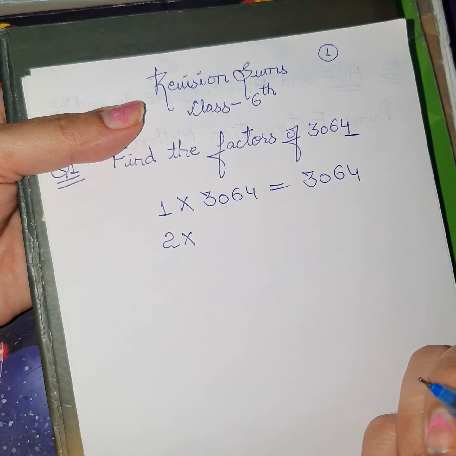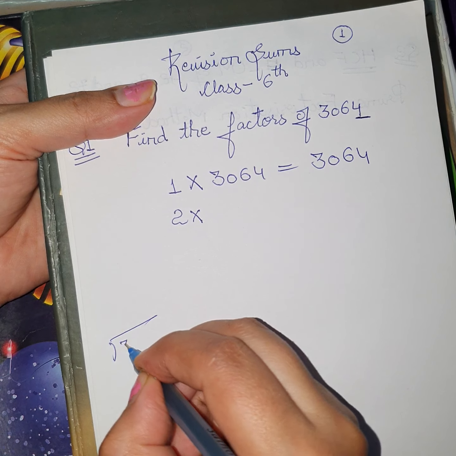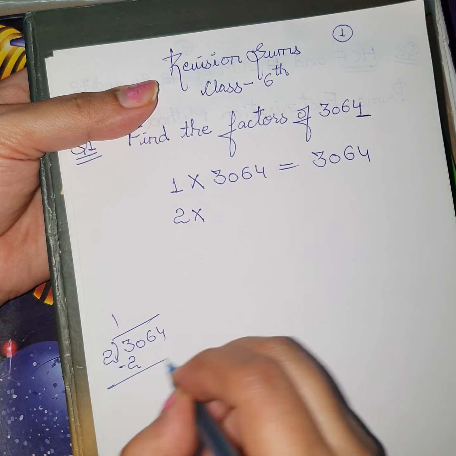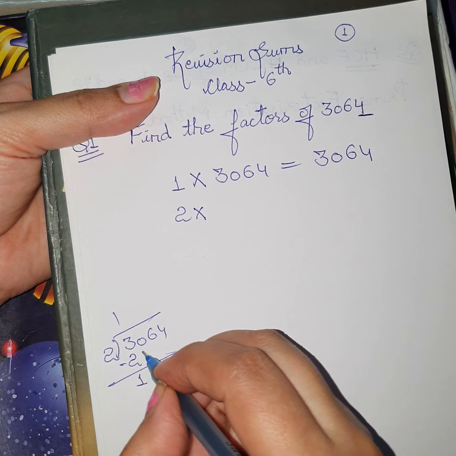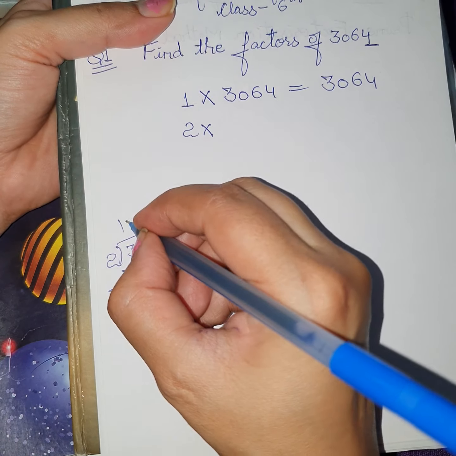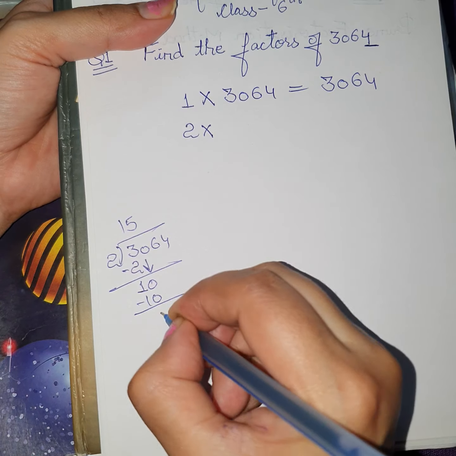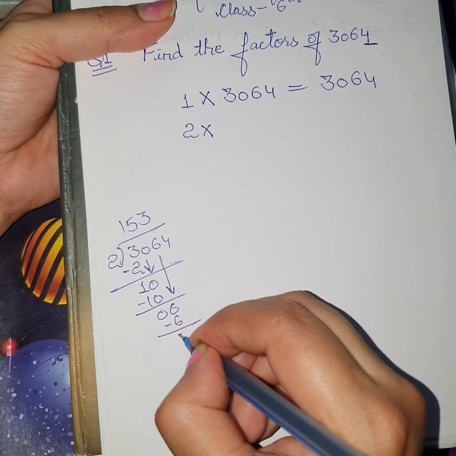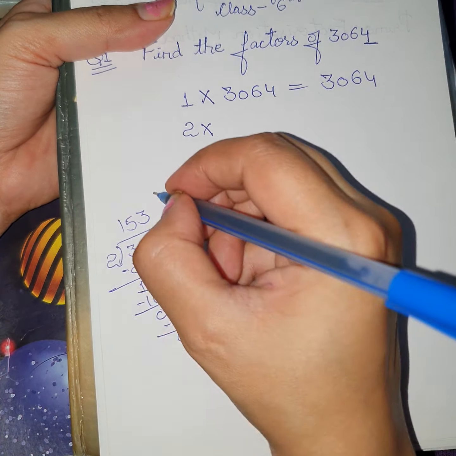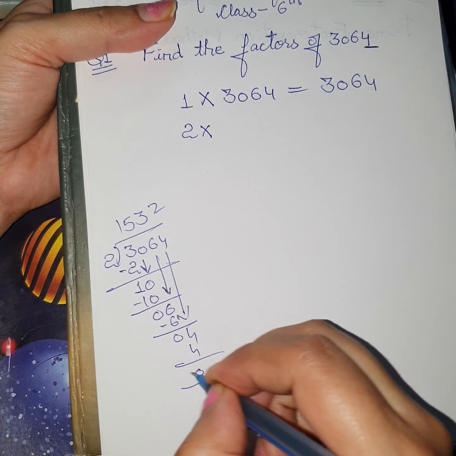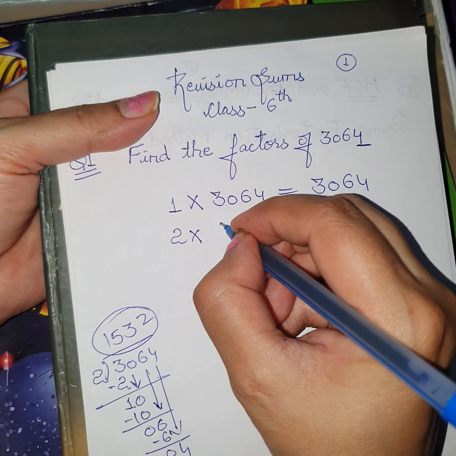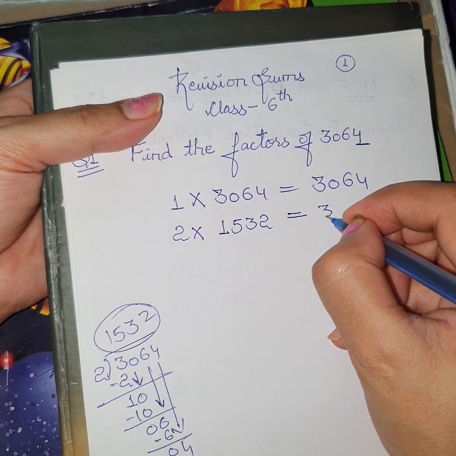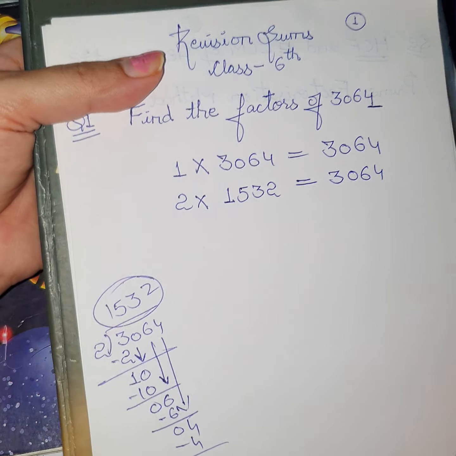Now how many times does it come in the table of 2? For that you can divide it. 3064 divided by 2. So 2 ones are 2. 3 minus 2 is 1. Bring this 0 down. 10. So 2 fives are 10. Now bring this 6 down. So 2 threes are 6. Now bring the 4 down. So 2 twos are 4. Okay. So 1532. Here you will write 1532. So in the table of 2, 3064 comes 1532 times.